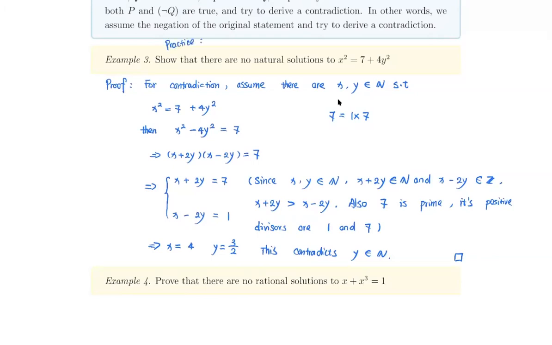I don't know if it's true, but it might be true. Prove that there are no integer solutions to this equation. Okay? And you'll see the difference between that question and this question. So prove that there are no integer solutions to this equation. Try that at home, okay?